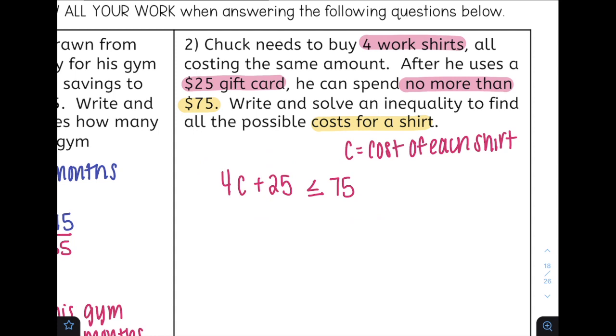So 75 is the max amount. So whatever this plus the $25 has to be less than or equal to $75. So we have a 2-step inequality here. We want to isolate our variable, so we're going to subtract 25 from both sides. Cancel this out. 4C, and our inequality stays the same. 75 minus 25 is 50.